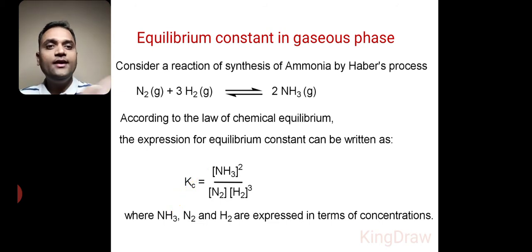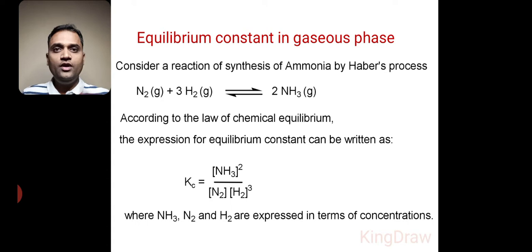Now why C? Because NH3, N2 and H2 are all expressed in terms of concentrations. When we write them in square brackets, it is considered as their concentration. So here, instead of K, we have written Kc because ammonia, N2 and H2 are expressed in terms of concentration. So this is the expression for equilibrium constant.